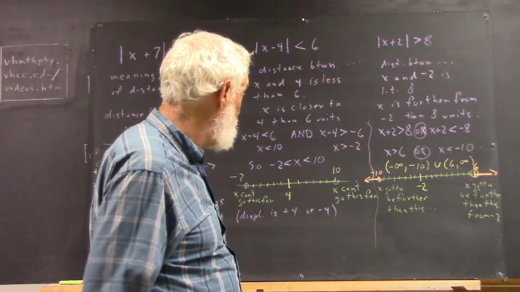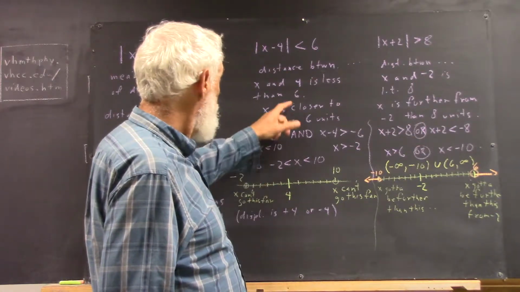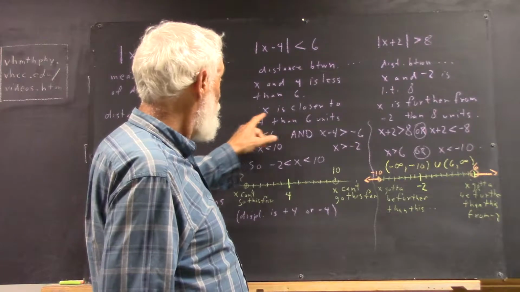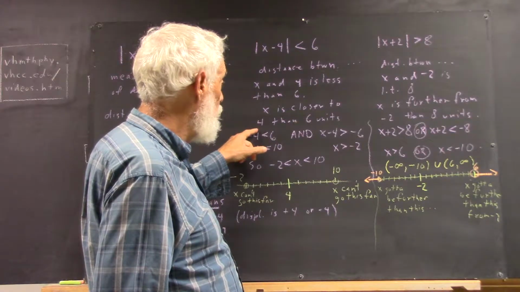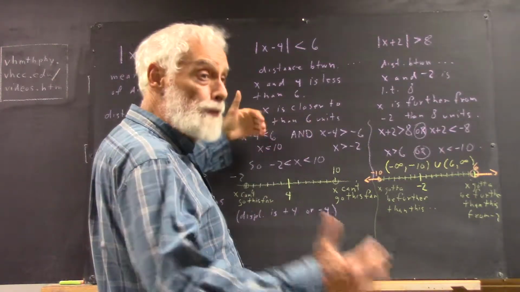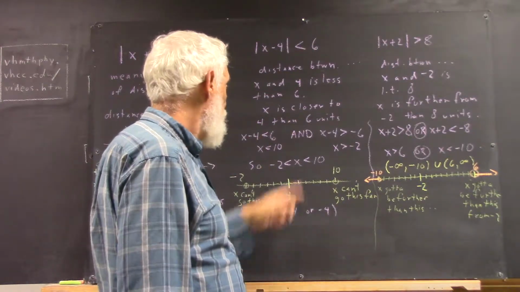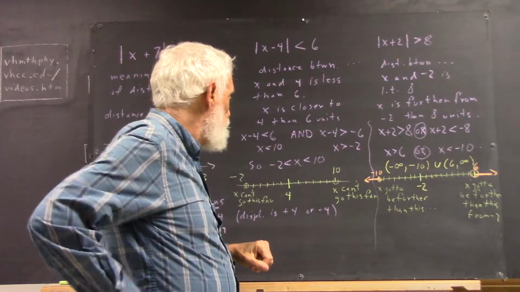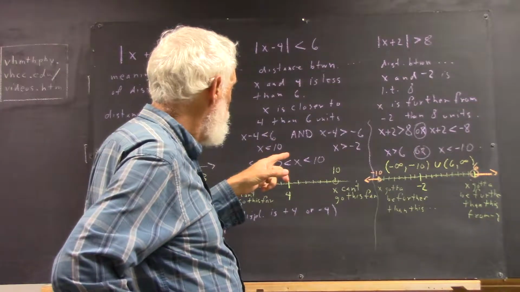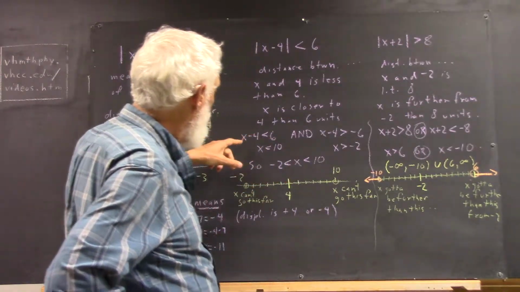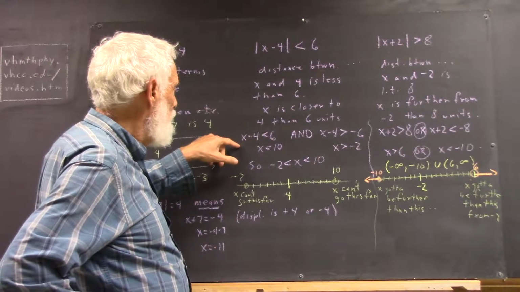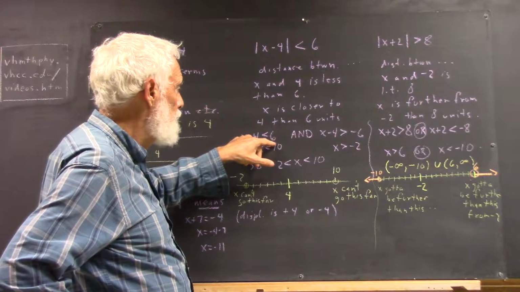Okay, well, this means that x has to be closer to 4 than 6 units. Can't be 6 units or more away from 4. How can that happen? Well, it turns out that, first of all, x minus 4 has to be less than 6.